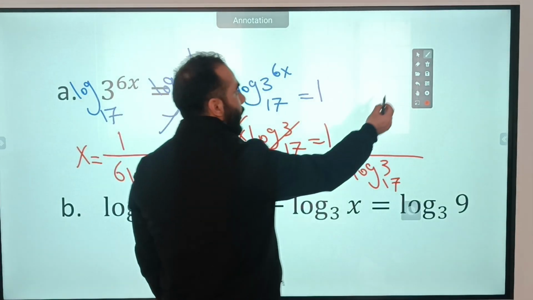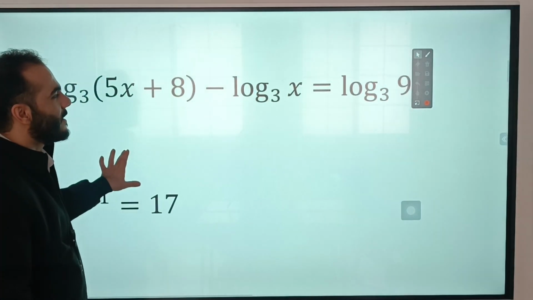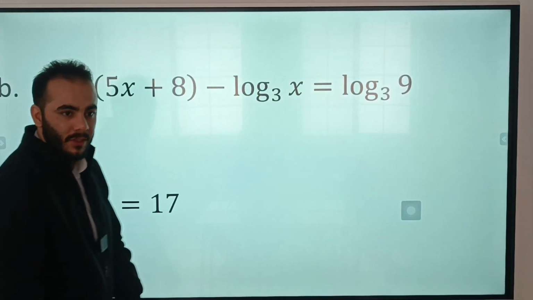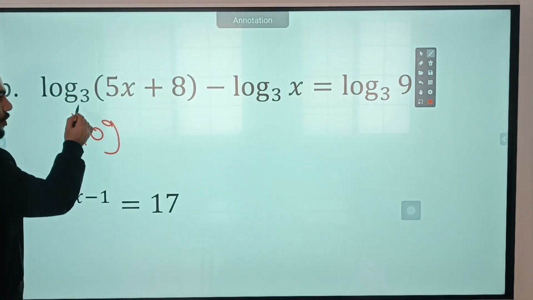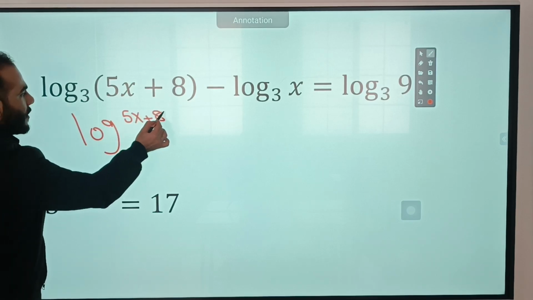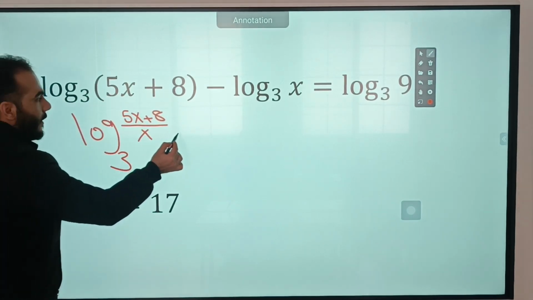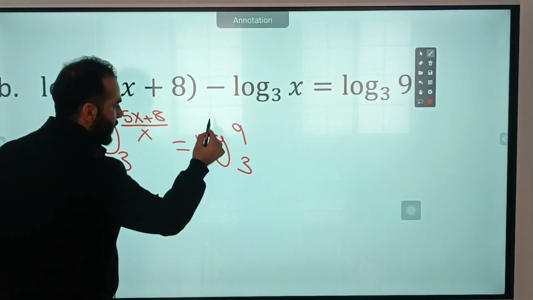One more question here. Regarding logarithms, again we have a negative. So for a negative, we need to turn it into division. We need to divide the exponent. So 1 log, don't change the base 3, 5x plus 8 over x equals log 9 base 3.